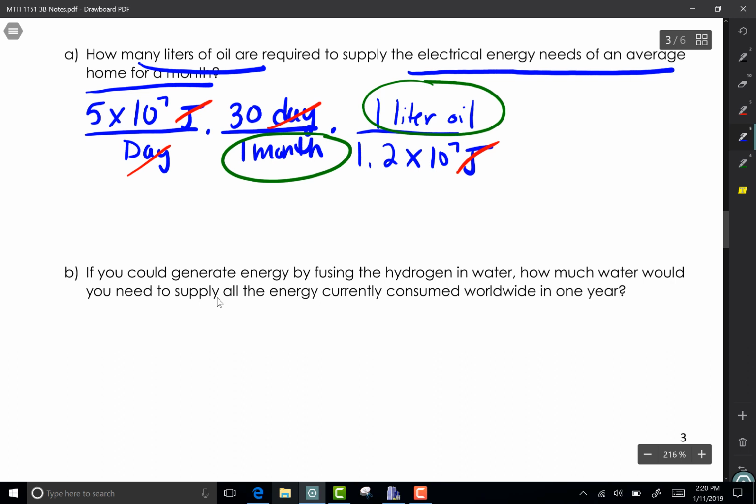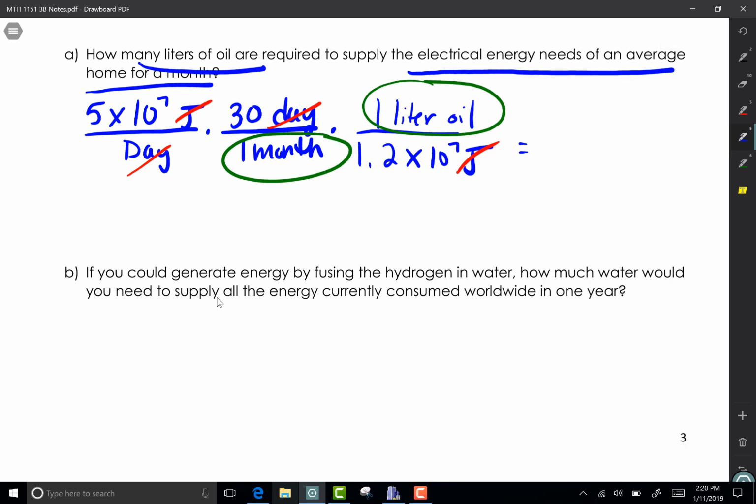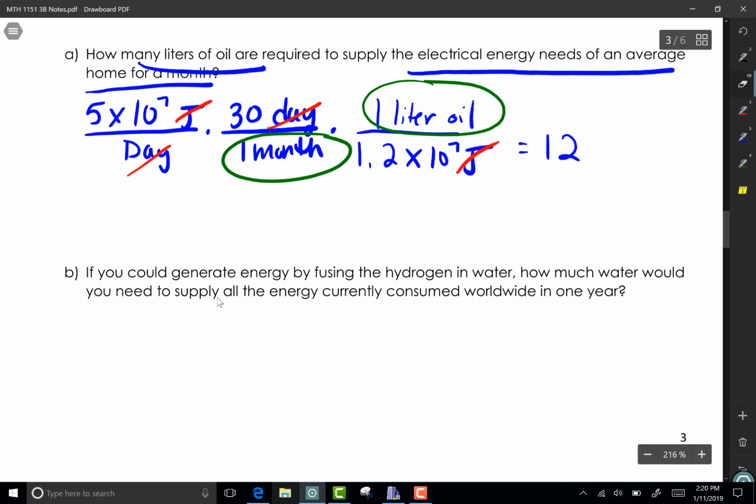So I'm going to go ahead and put that in on the calculator, and I'm going to put 5 times 10 to the 7th over 1 times 30 over 1 times 1 over 1.2 times 10 to the 7th. We're going to get 125 liters of oil.